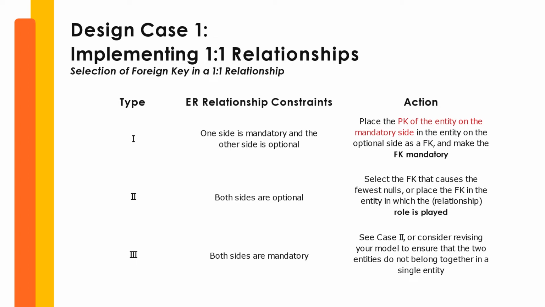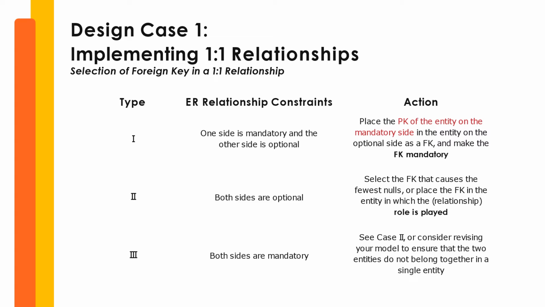The following table summarizes the different implementations of the one-to-one relationships in the selection of a foreign key. For type 1, we have one side that is mandatory and the other side that is optional. What we would do is place the primary key of the entity on the mandatory side in the entity on the optional side as a foreign key and make the foreign key mandatory.